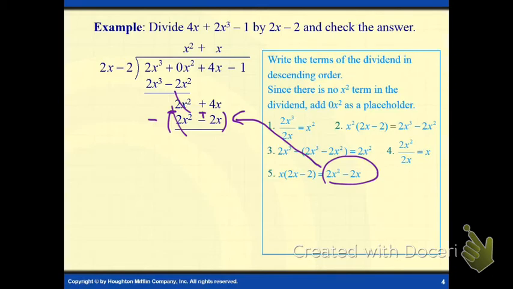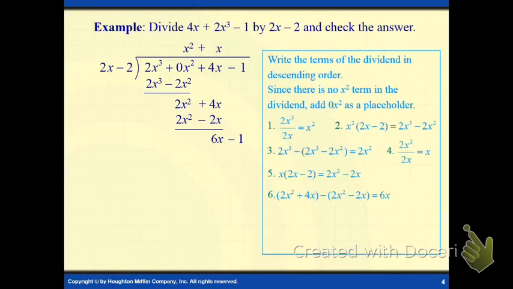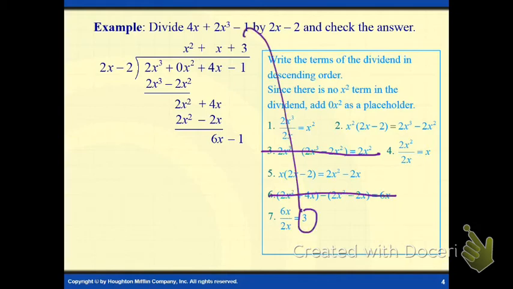Okay, now we're going to bring down that negative 1. We're going to do the process all over again, right? So 6x divided by 2x. Ignore that one, we're doing that off to the side. So 3 goes where? It'll go over the number.